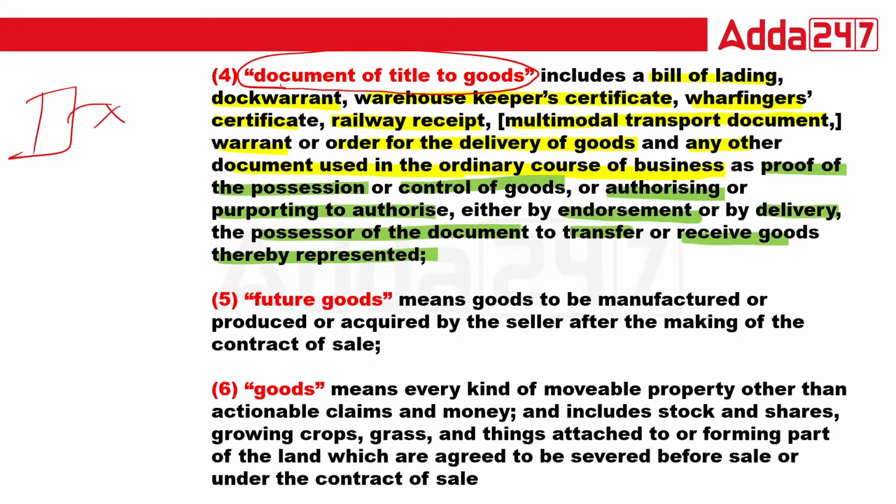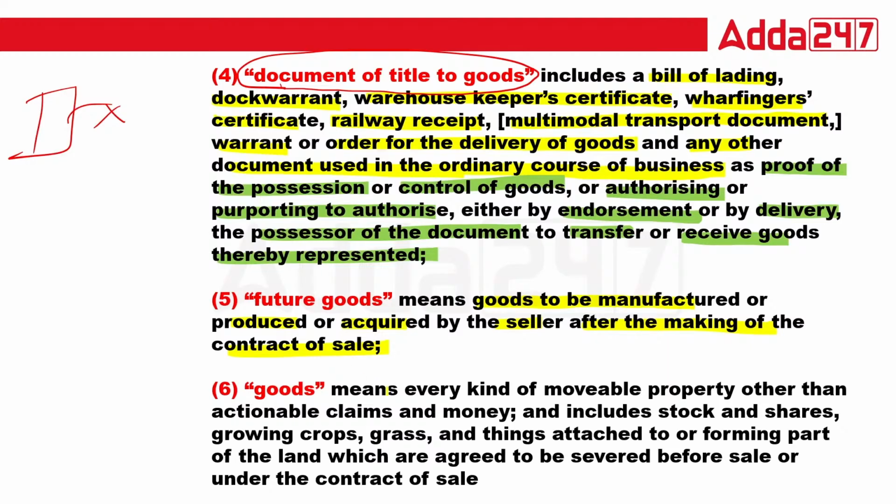So this definition is important. Now, what is future goods? Future goods, as we know, are goods to be manufactured or produced and acquired by the seller after making the contract of sale. This is called future goods.